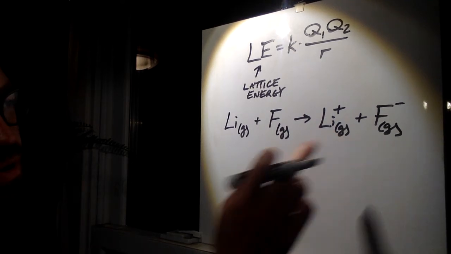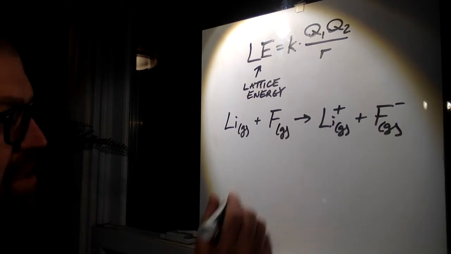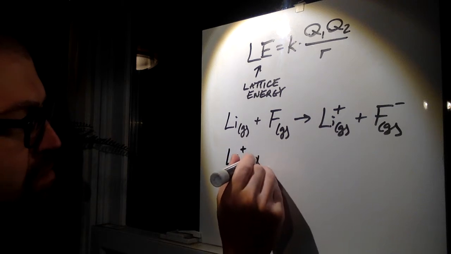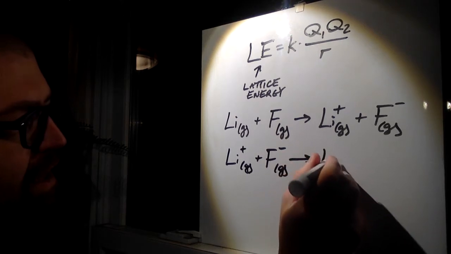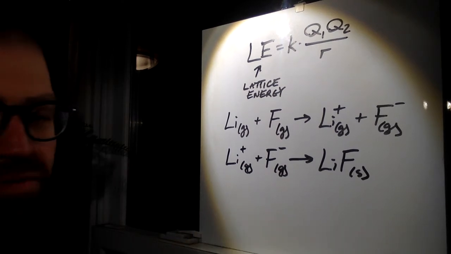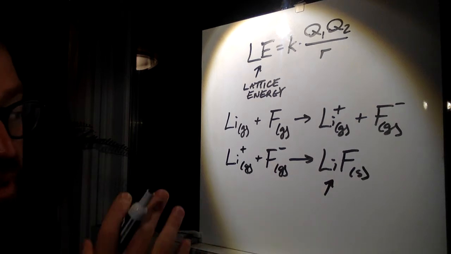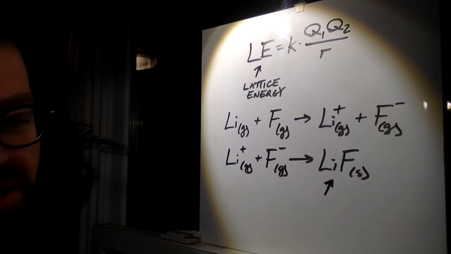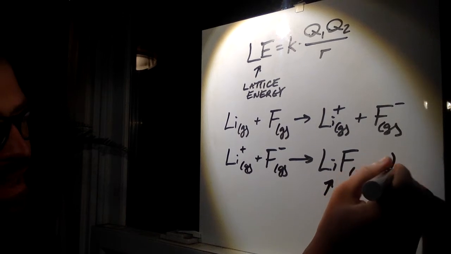Until those ions are brought together in a lattice formation, they are just simply in the gaseous state. And so the next movement would be to bring lithium gas plus fluoride gas together to form LiF solid. And that is the formation of a salt. And this is the energy that must be released for this process to occur. That corresponds to the strength of attraction between those ions, and is called lattice energy.